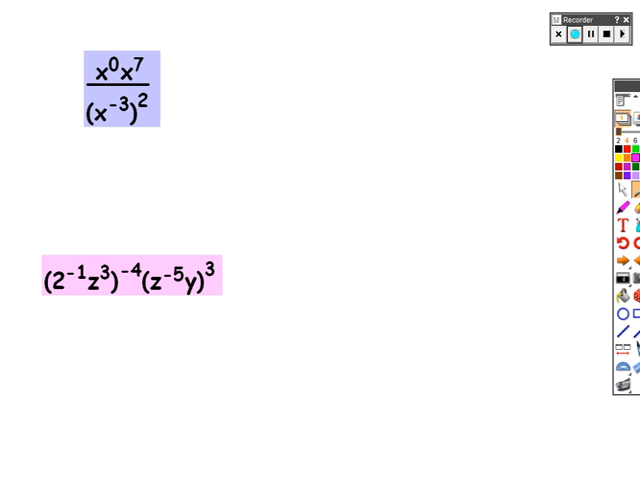Two more examples, so pause the video and give these a try. Let's take a look.